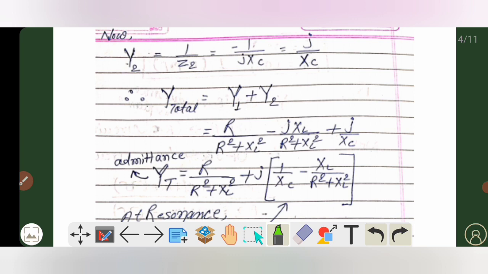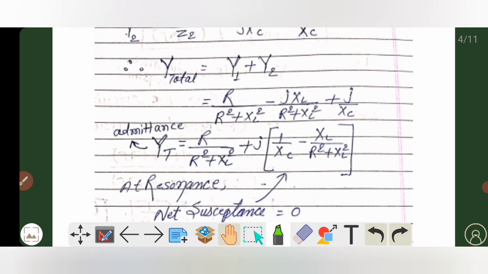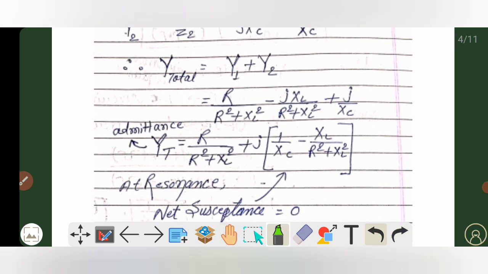Now if you want to calculate the total admittance, that is y total, then as you can see here, y total will be equal to y1 plus y2. Now if you put all these values, then our equation comes out to be y total is equal to R by R square plus XL square plus j, which we have taken as common. So our equation becomes 1 by Xc minus XL by R square plus XL square.